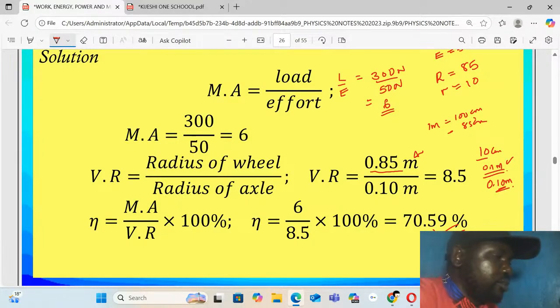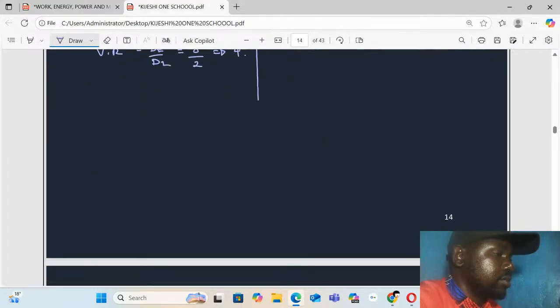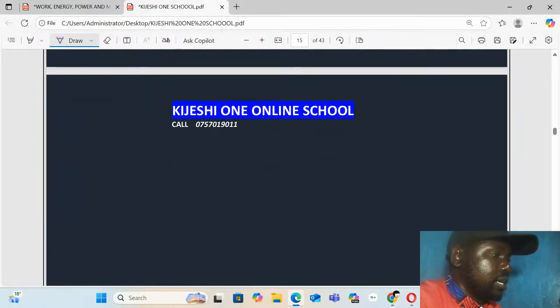That is an example of the wheel and axle. Then now, I want us to touch briefly on the inclined plane, and then give out an example, and then we stop at that. So now, let's look at the inclined plane.